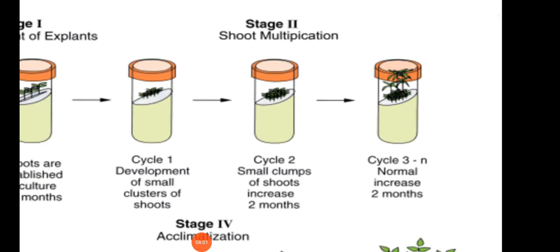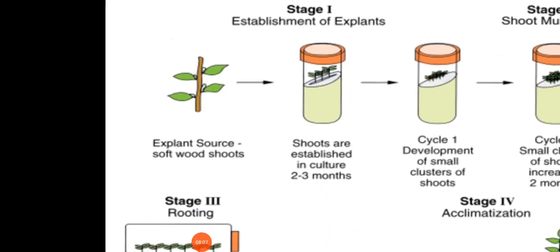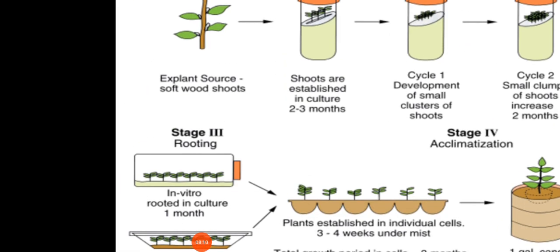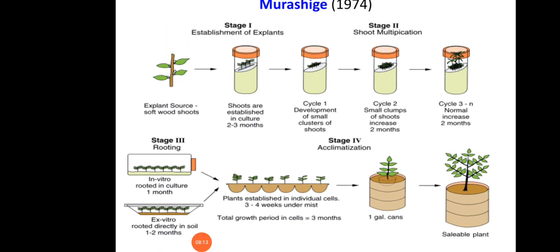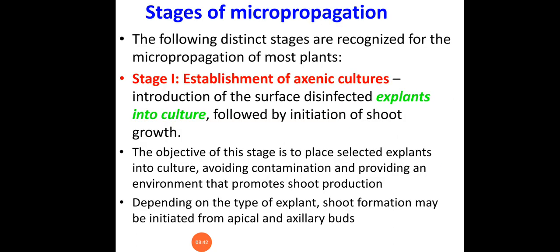After establishment of the explant, it is transferred for shoot induction, the formation of shoots, and then introduced into the rooting system. First, establishment of explant; second, shoot multiplication; third, rooting; and fourth, acclimatization. In acclimatization, it is introduced into a suitable, selected place for plantation. Let us see the stages of micropropagation one by one.